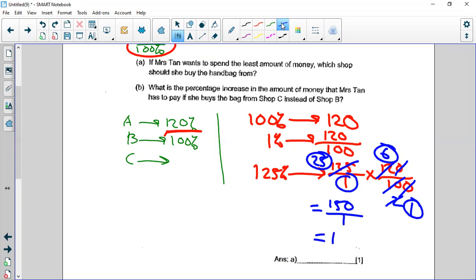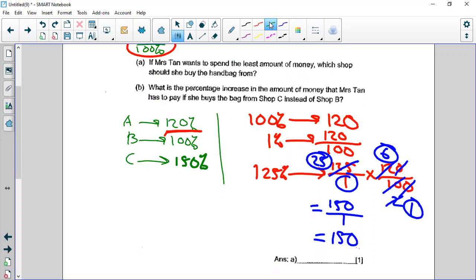So how many percent is shop C? That is 150%. Do you understand now? Okay, this is a part where not everyone will get the answer correct, because you have to start with 100% first before you can plus or minus. Okay, all right, so your shop A 120, shop B 100, shop C 150.